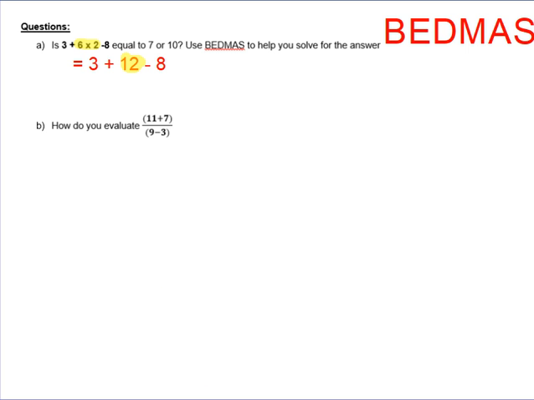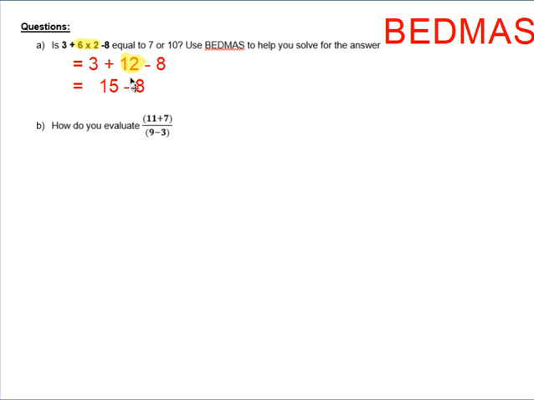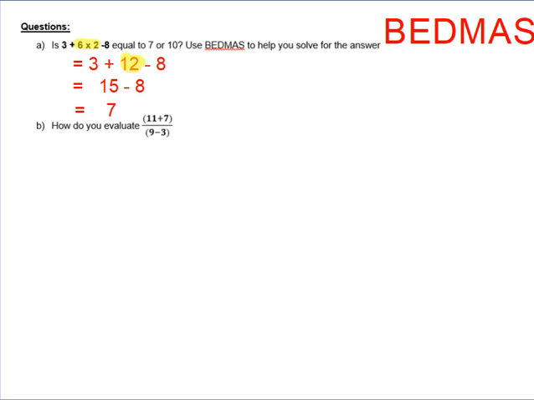Now, if you look, we have addition and subtraction. Because they're in the same family, we're going to do them in the order that they appear from left to right. So first, 3 plus 12 comes first. 12 minus 8 comes second, right? So I'm not going to do that first. I'm going to do the 3 plus 12. 3 plus 12 is 15, right? 15 minus that 8, 15 minus 8, in my calculator, gives me 7.